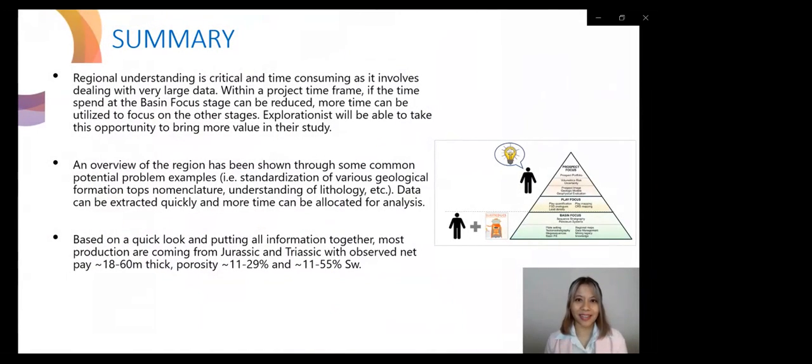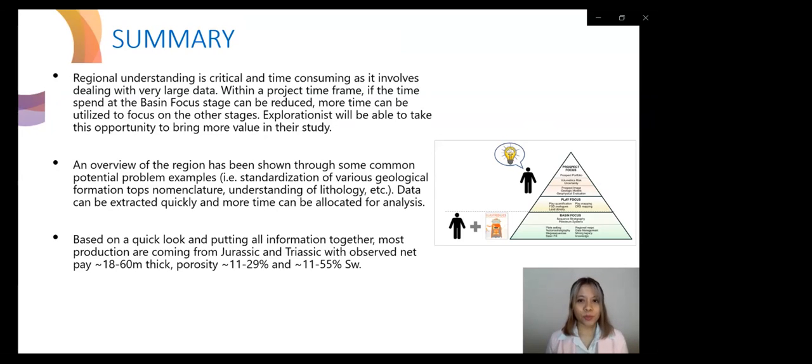Now, to summarize, we know that regional understanding is critical and time consuming, as it involves dealing with very large unstructured data. Therefore, within a project time frame, if the time spent at the basin focus stage can be reduced with the help of our hero, ElasticDocs, more time can be utilized to focus on other stages. With more time available, explorationists will be able to take this opportunity to bring more value in their study.